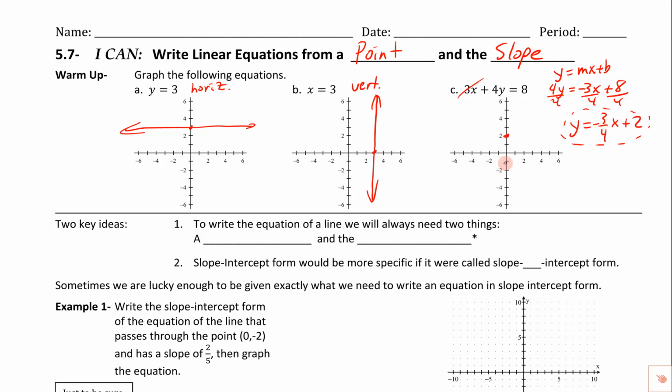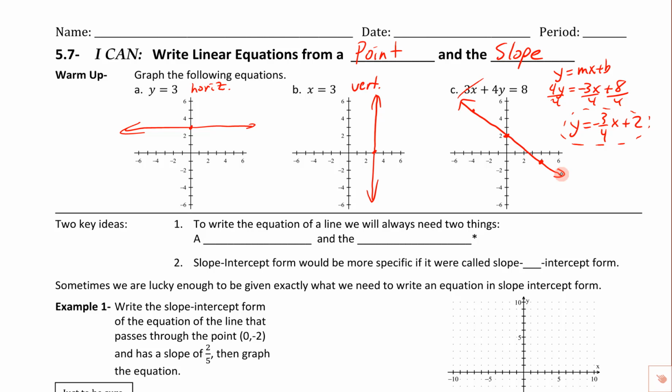So we're going to go down 3 and run 4. I'm going to put a point right there. And then going the other way, instead of going down 3 and right 4, we're going to go up 3 and back 4. So that's going to put us about right there. Looks pretty good. We're going to line those up, draw a nice straight line, put an arrow on the end, and we're all set to go.